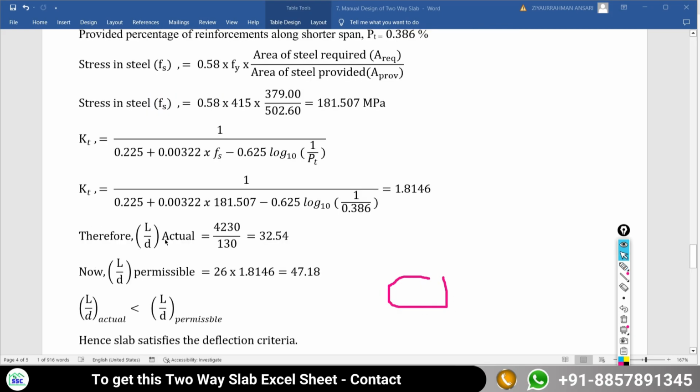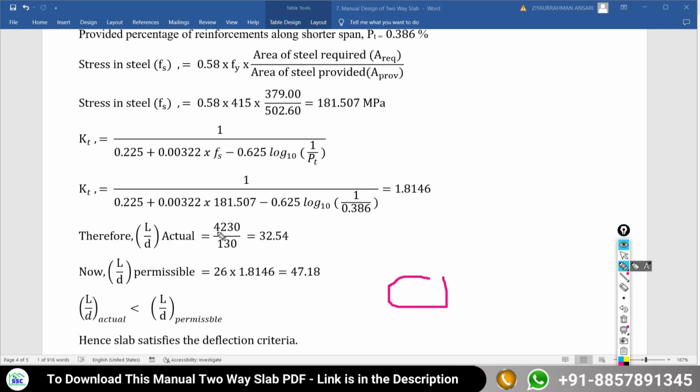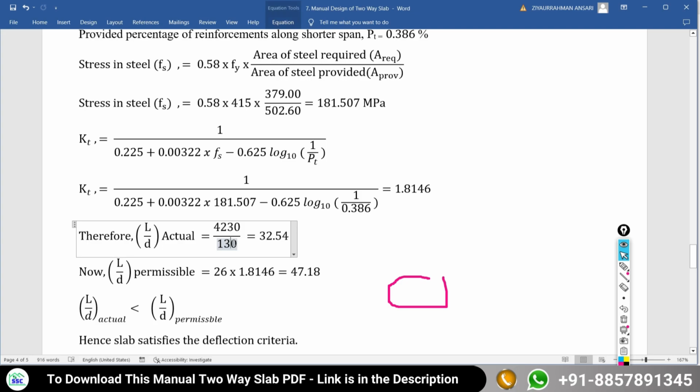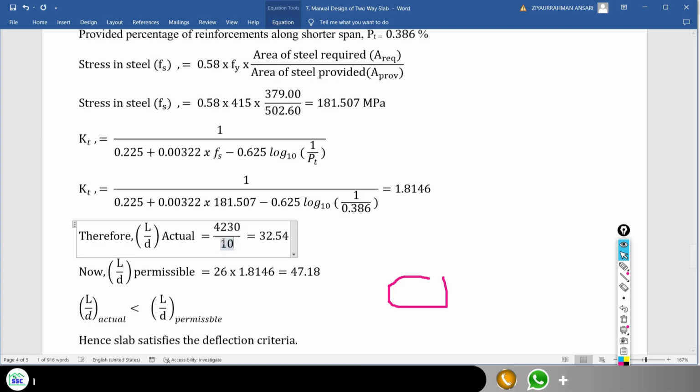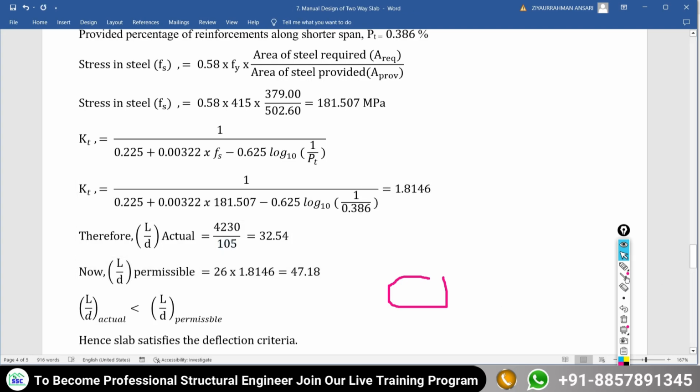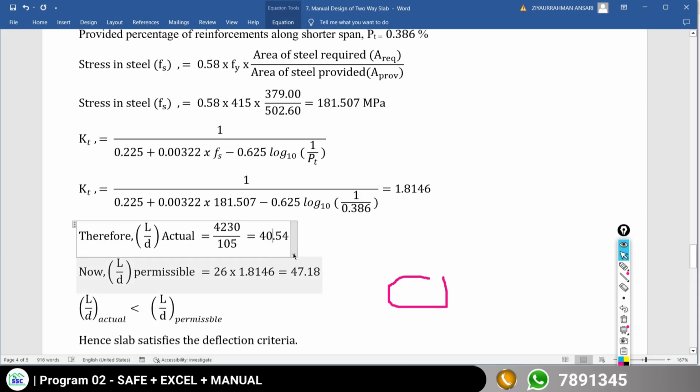Therefore, for the span to effective depth ratio, the effective span I am going to consider is 4230 divided by the effective depth available. Actually here it should be the effective depth, so it should be 105. I need to correct it, 105. After doing this calculation, what value am I getting? It is 4230 divided by 105, so it becomes 40.28.